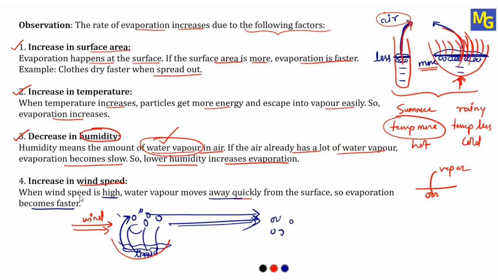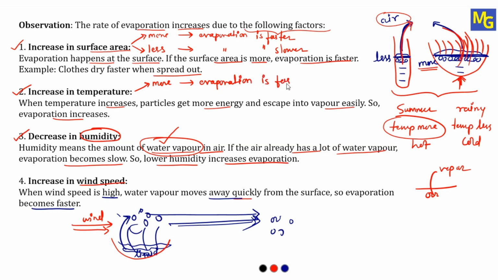So just quickly I'll revise. The first one, increase in the surface area. If surface area is more, then evaporation is faster. If surface area is less, then evaporation is slower. Very simple. Then temperature. If temperature is more, then evaporation is faster because particles will get more energy. If temperature is less, then evaporation is slower.